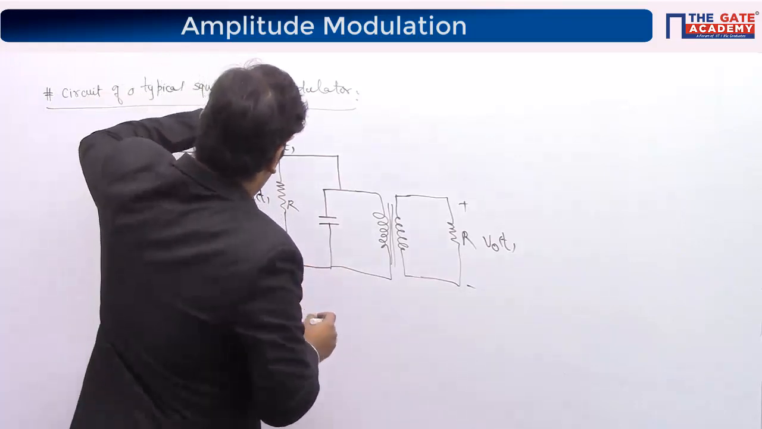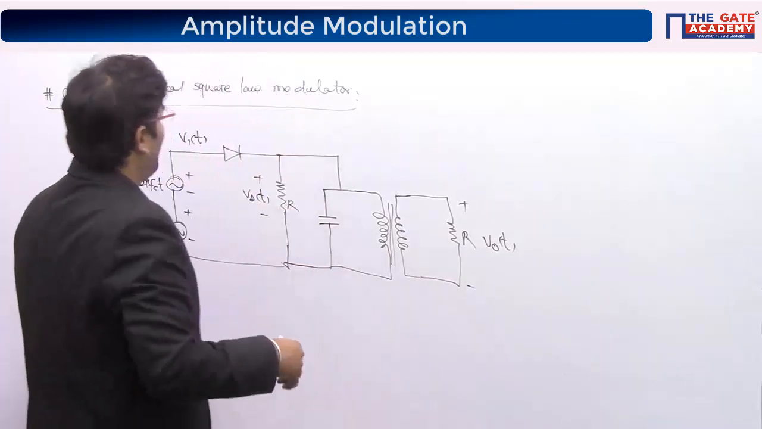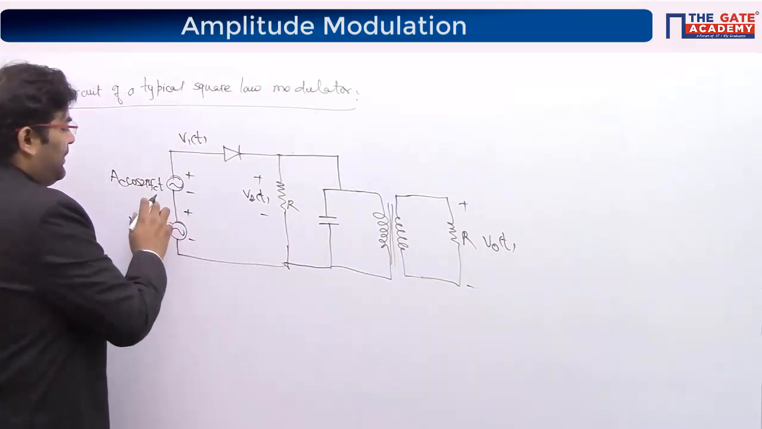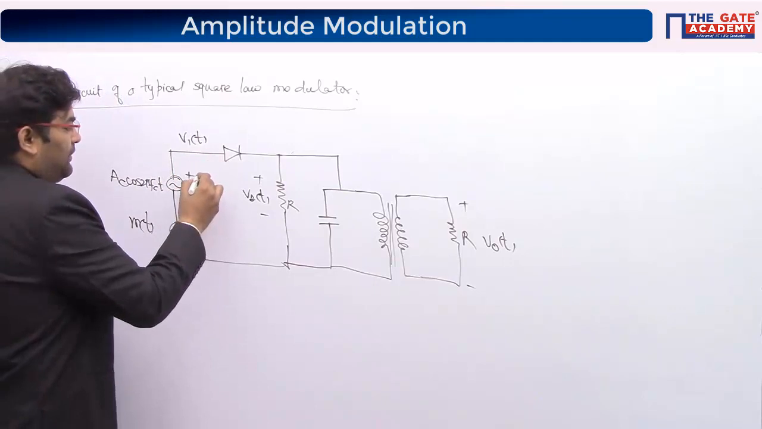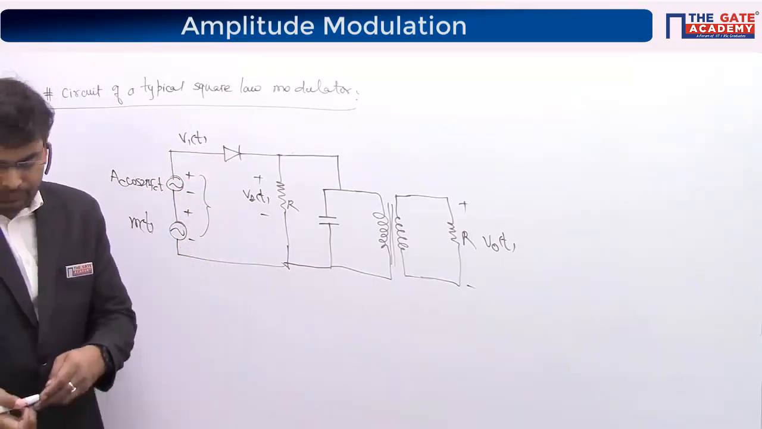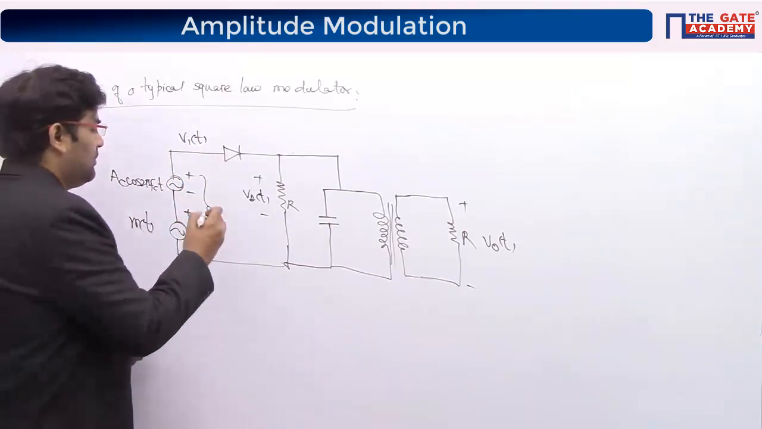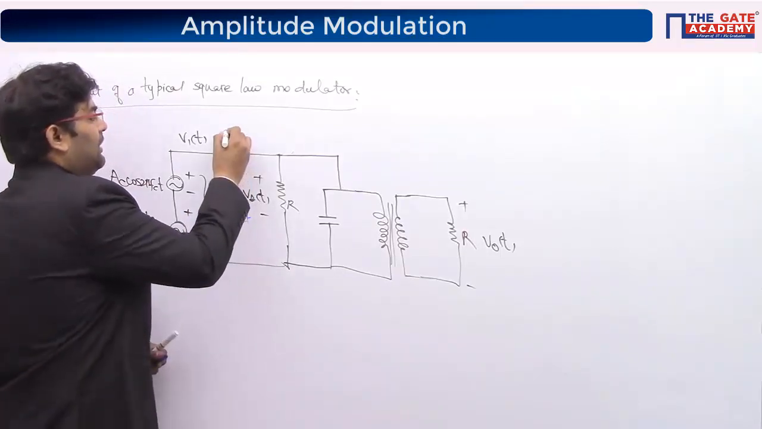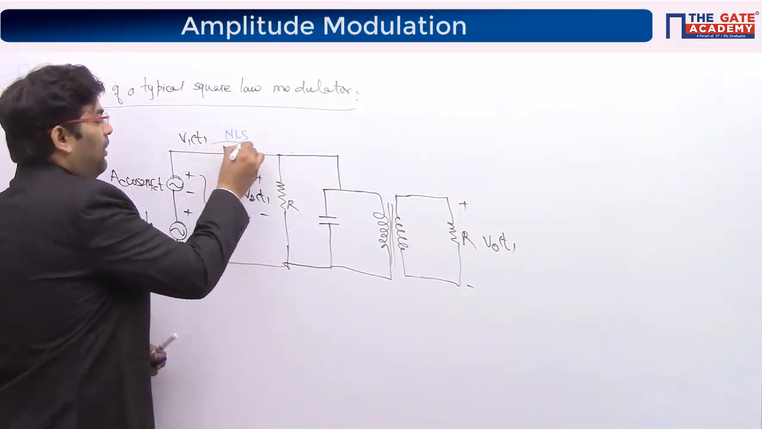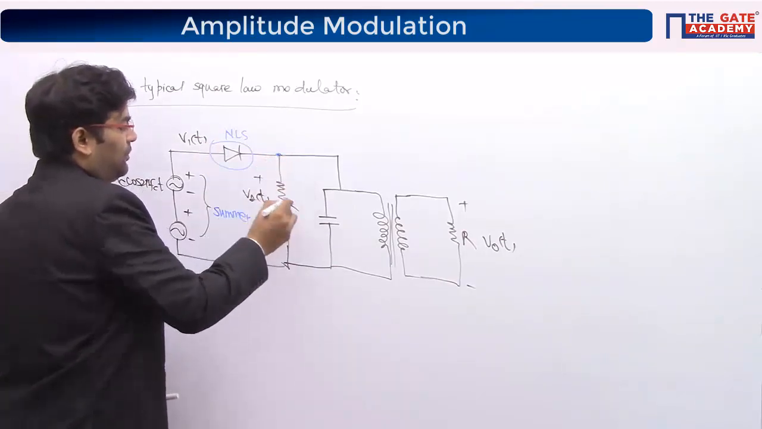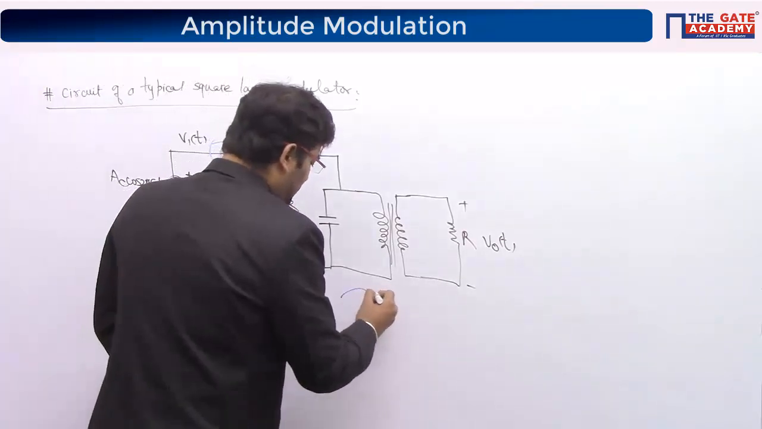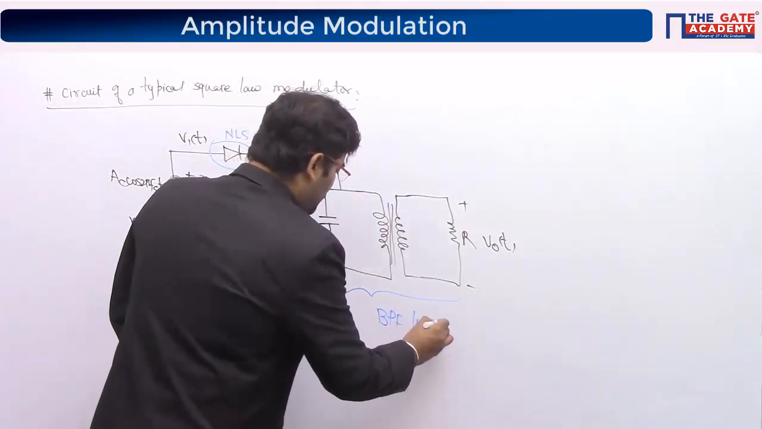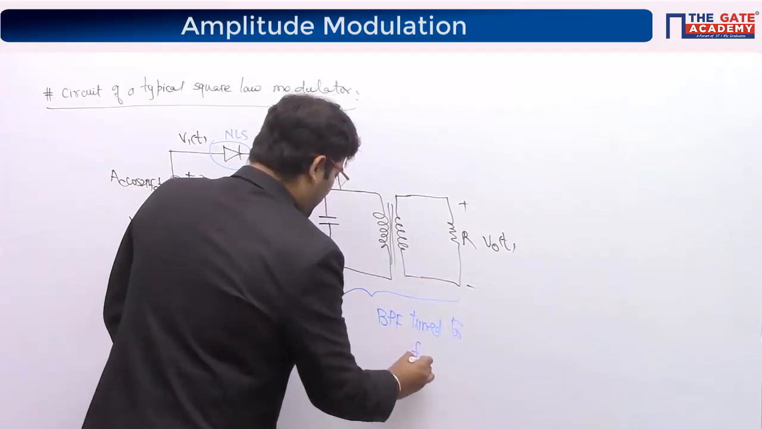Clear? So if you look at our block diagram and try to compare with this, what is happening? This is just like a summer. So this part is doing the summing. This is like your non-linear system, this block, and that's why you get v2 t. And this is your bandpass filter tuned to f_c.